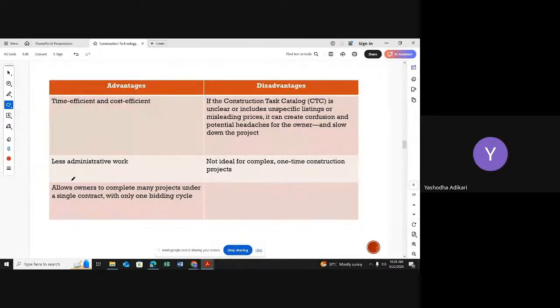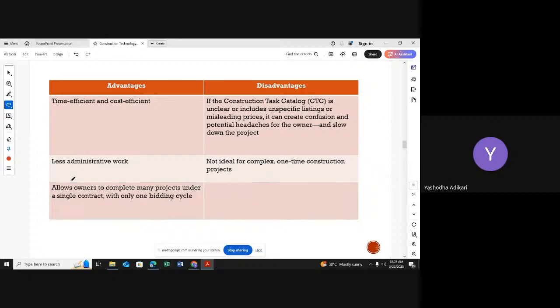There are some advantages and disadvantages. As the advantages, I can say time efficient and cost efficient, less administrative work, allowing owners to complete many projects under the single contract.